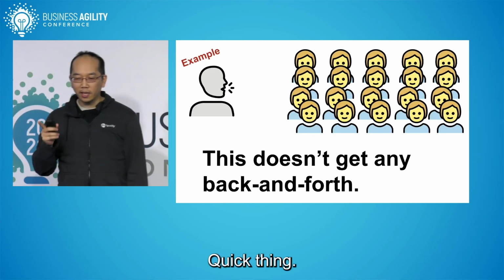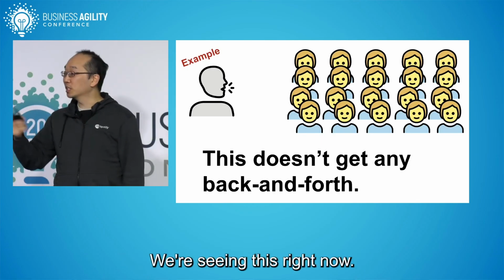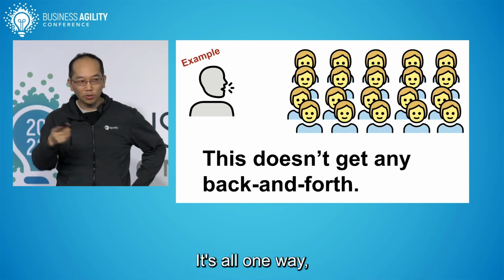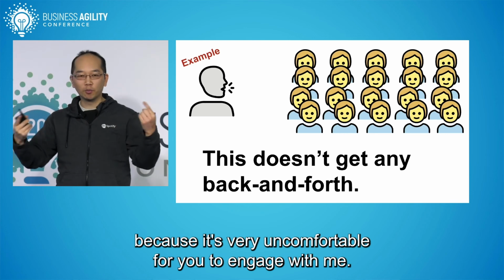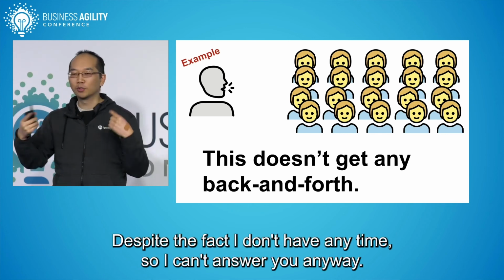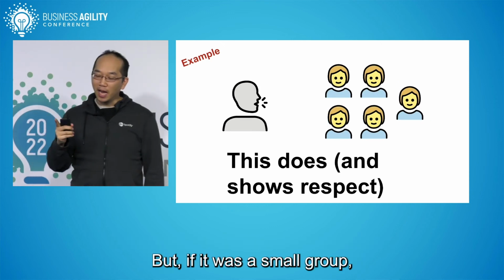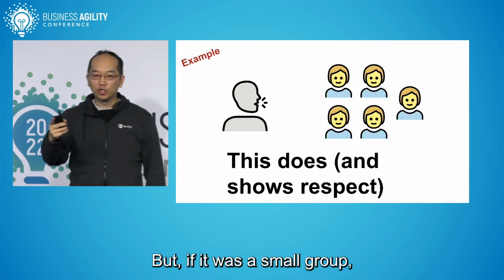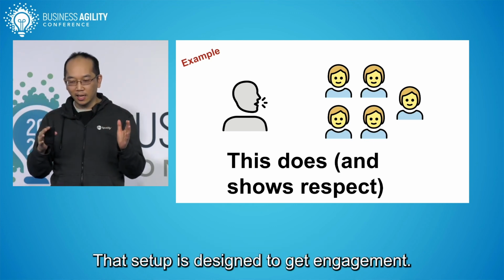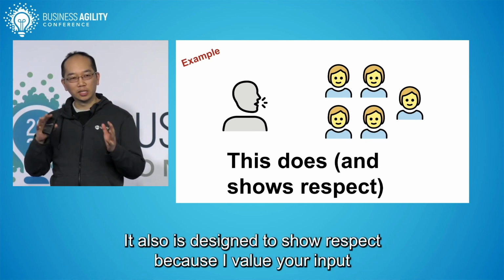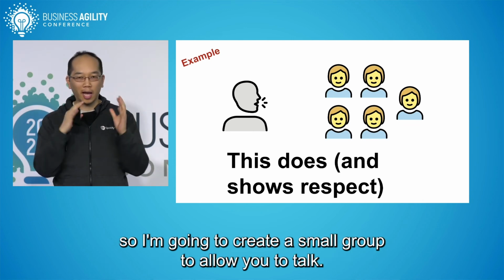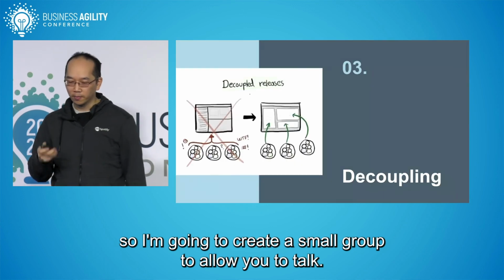Okay, quick thing. This doesn't get any back and forth. We're seeing this right now. All of you sitting there, a mass group of people, there's no back and forth. It's just all one way because it's very uncomfortable for you to engage with me. Despite the fact that I don't have any time, so I can't answer you anyway. But if it was a small group, when we're sitting at a table, we'll be back and forth. That setup is designed to get engagement. It also is designed to show respect because I value your input, so I'm going to create a small group to allow you to talk.